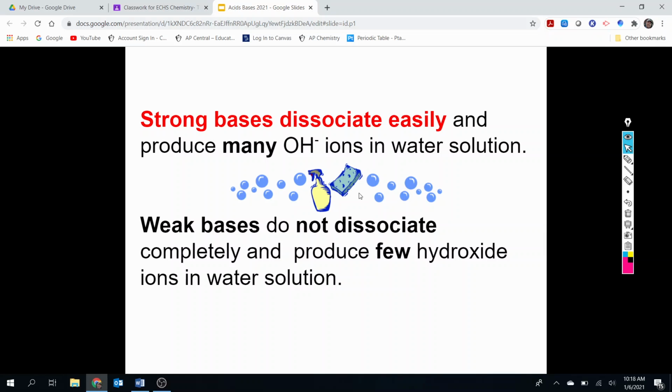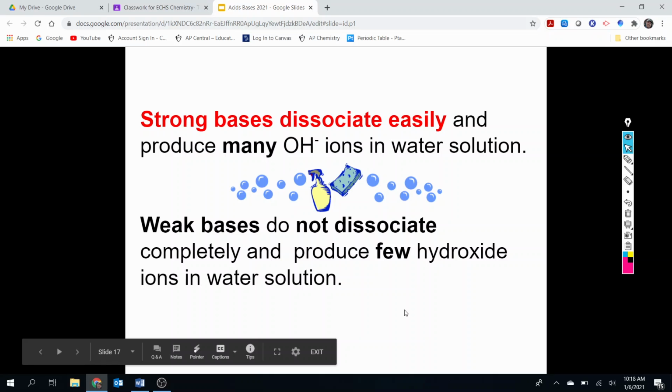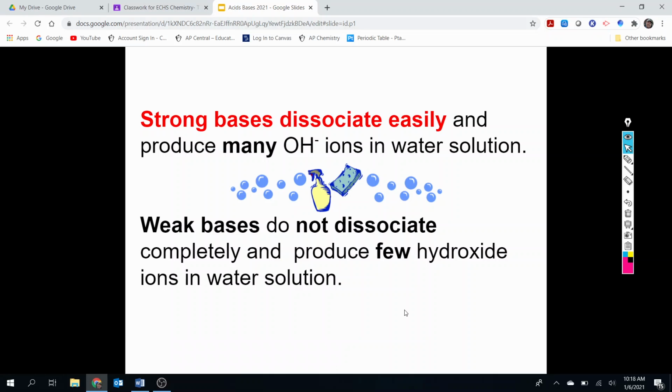So let's talk about strong and weak again. Remember that strong means that it breaks apart completely and easily, or dissociates easily, and produces many hydroxide ions, whereas weak bases do not dissociate completely and produce few hydroxides. So if that substance breaks apart almost completely and produces a lot of hydroxides, it's going to be a strong base. If it doesn't, if it only partially breaks apart, then that will be a weak base and it will produce only a few hydroxides.